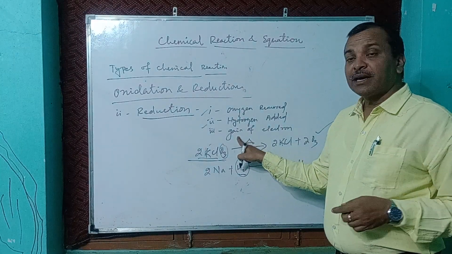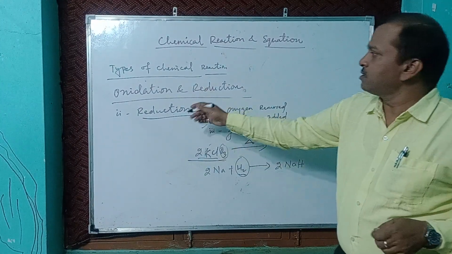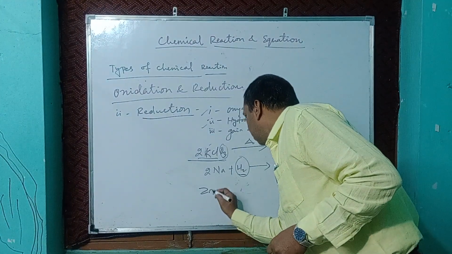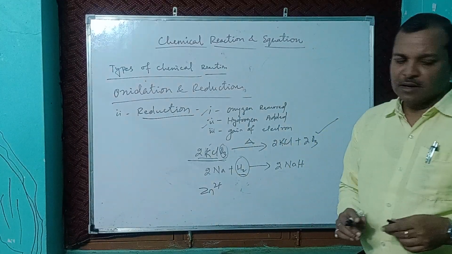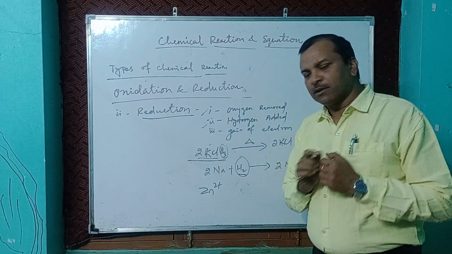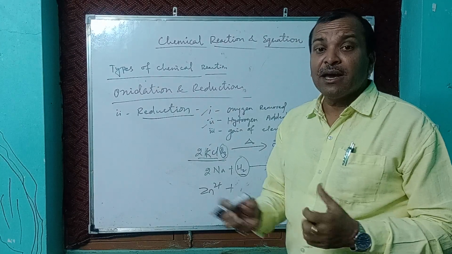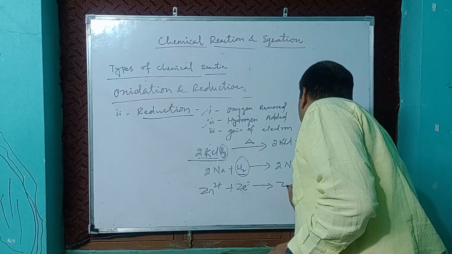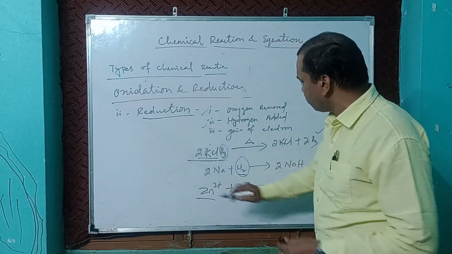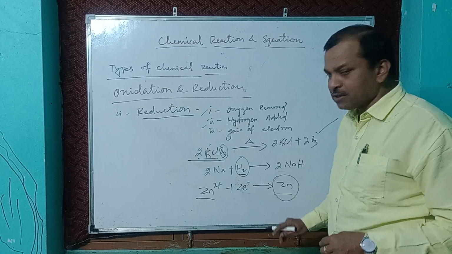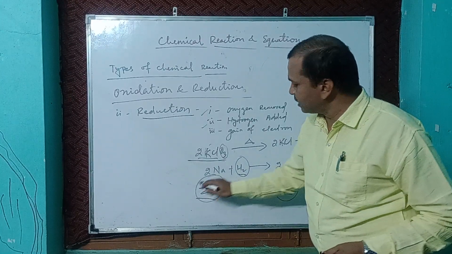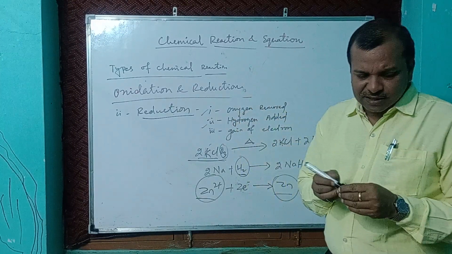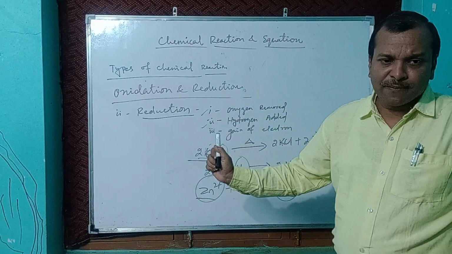In the third one, gain of electron. In the last session, oxidation, what happened? Loss of electron: Zn2+ is there. Now it will gain 2 electrons again. When the zinc ion gains 2 electrons, then again it will be zinc metal. What is the difference between Zn2+ and zinc? Zinc is zinc metal. Zn2+ is zinc ion. Clear? I think it is very clear what oxidation and reduction are.